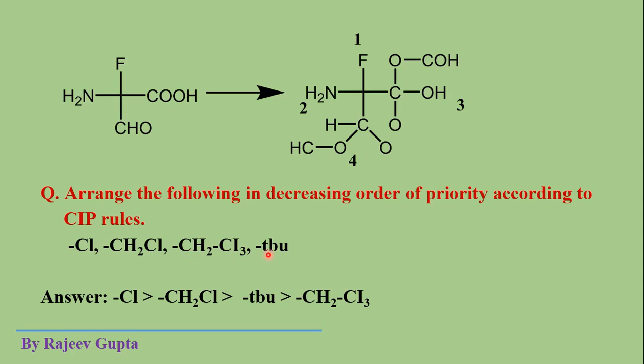So what we will see, the highest priority will be for the chlorine atom because it has a high atomic number compared to carbon. In all the other options, the directly attached atom is a carbon atom. Here carbon, carbon, here also carbon. So chlorine will get the highest priority. Then comes the next.